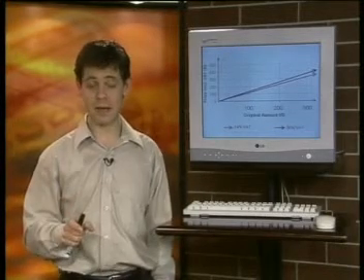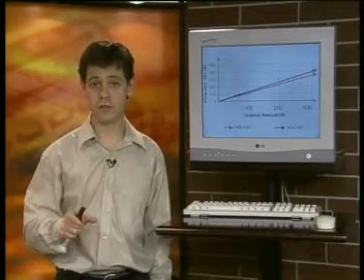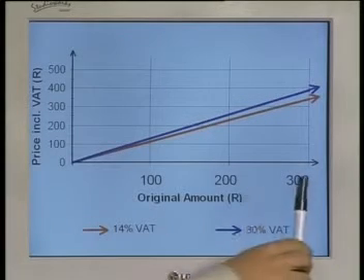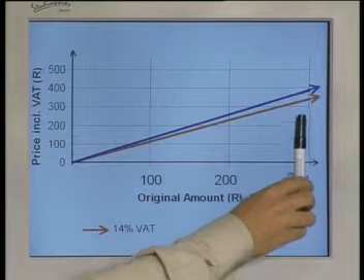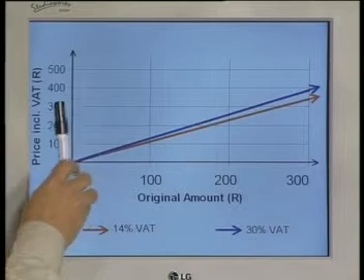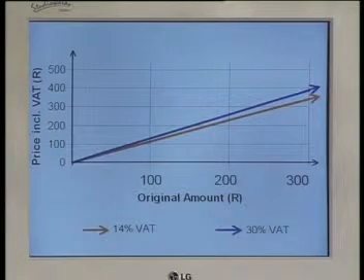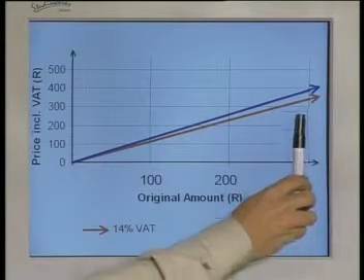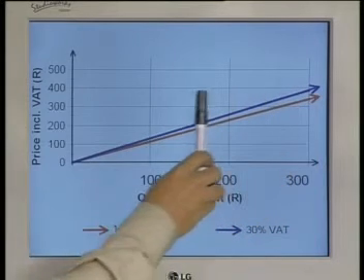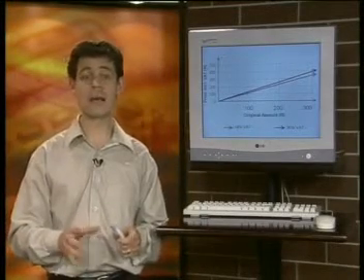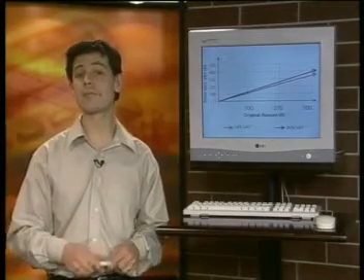Let's confirm that by having a look at the amounts including VAT for an original amount of 300 Rand. Our input value is 300 Rand, and we can see that when the VAT rate is 14%, if we read this on the graph, the output value is about 340 Rand. When the VAT rate is 30%, for the same input value of 300 Rand, we can see reading off the graph that the output value is about 390 Rand. Remember that as the rate of change becomes bigger, the gradient of the graph becomes steeper.